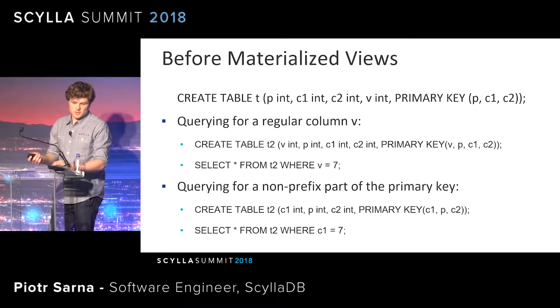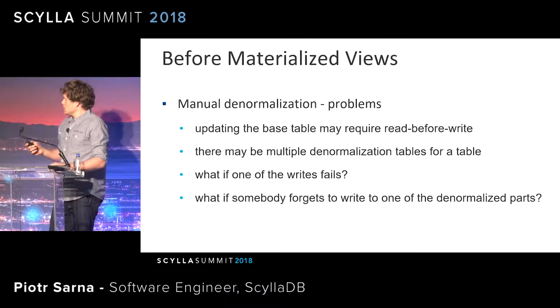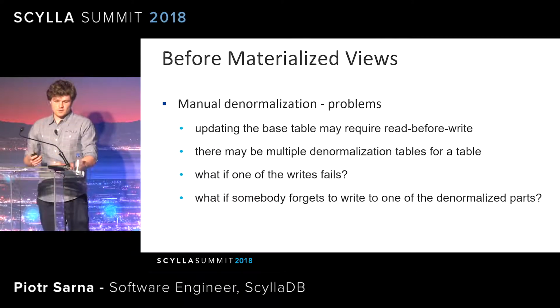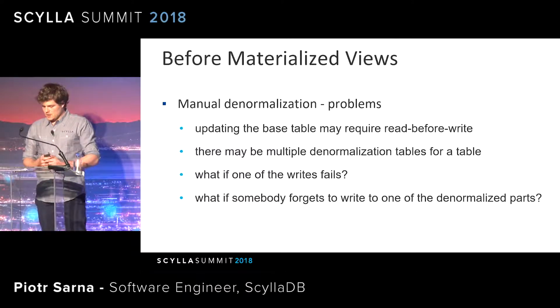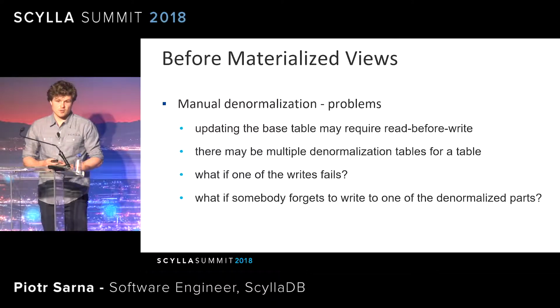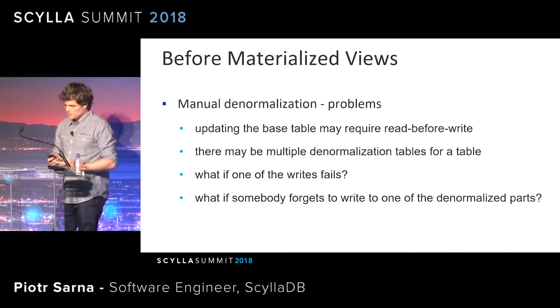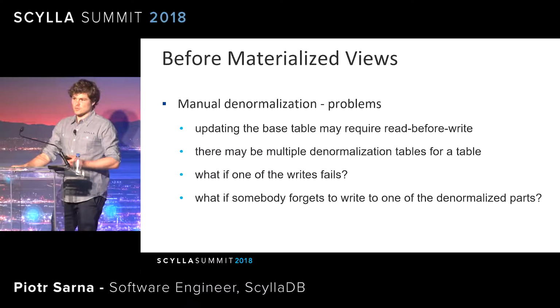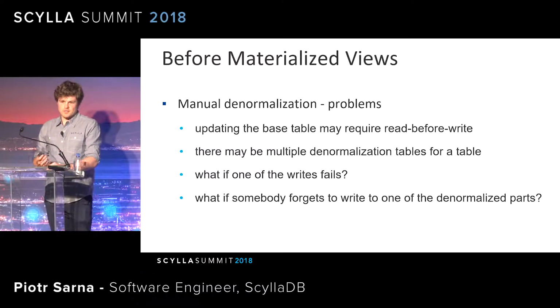It can be a clustering column. If we want to query just by that, it would be really nice if we had a second table that has the exact partition key we need, so we can query it. So that's called manual denormalization. And it's generally a nice idea, but it brings several problems with it. First of all, it's manual, so it's the user's responsibility to keep track of all the consistency problems.